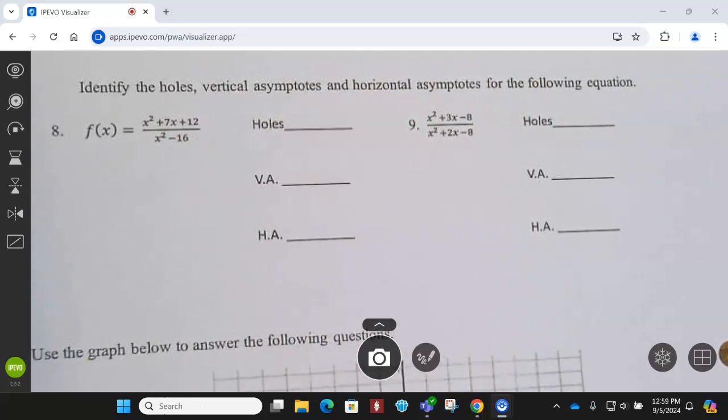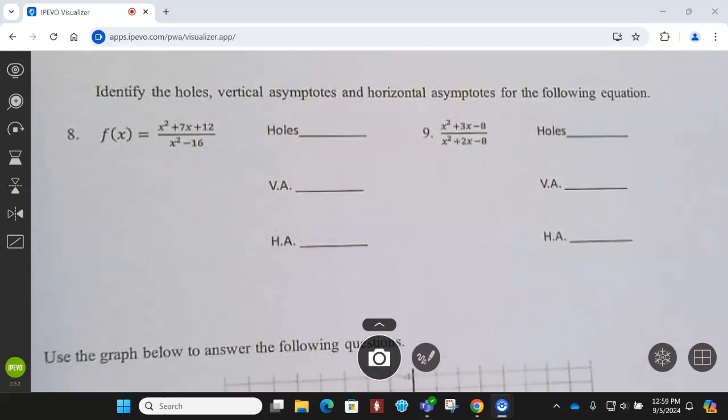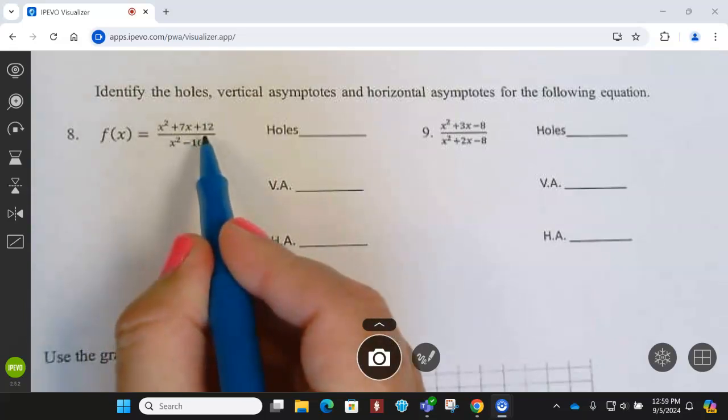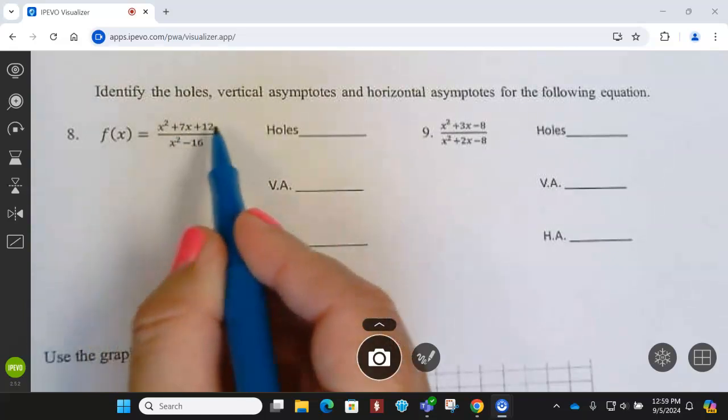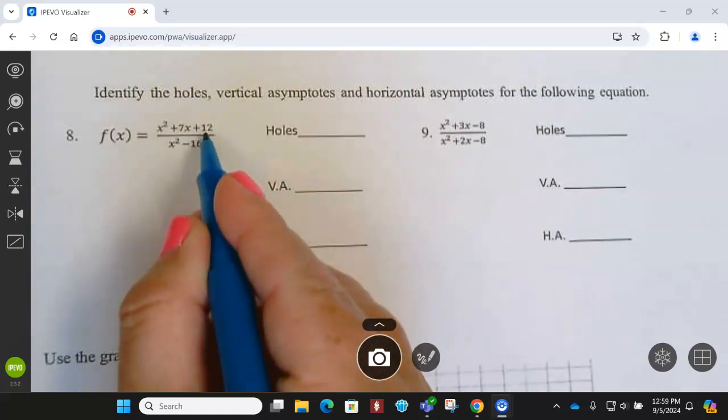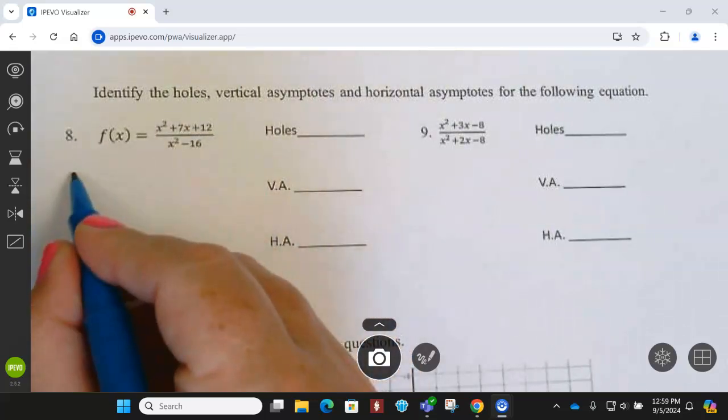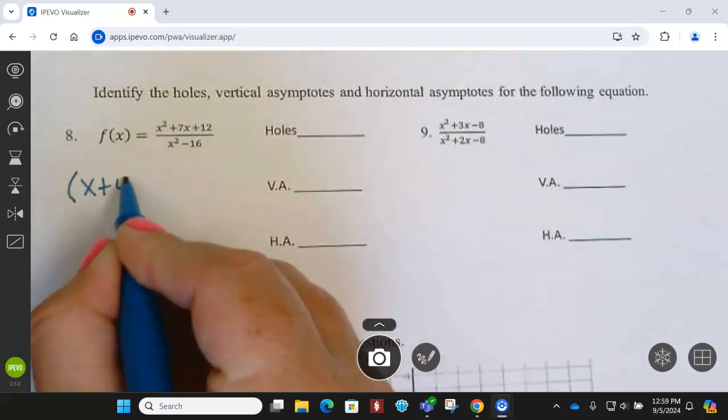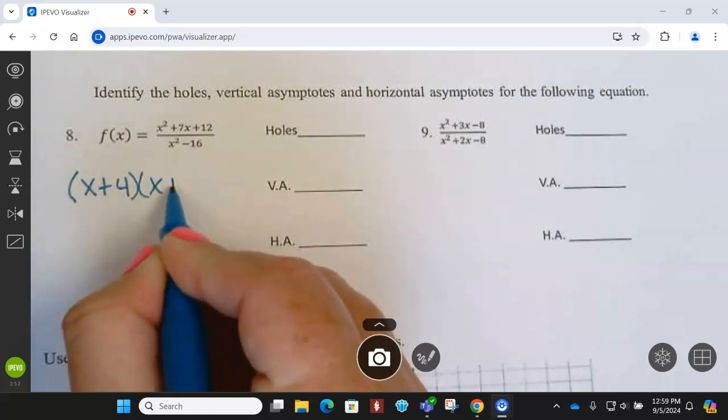Hi guys, so here is the next set of problems. So we have to factor the top. So the top is what times what gives us 12 that adds to 7. And that's x plus 4 and x plus 3.